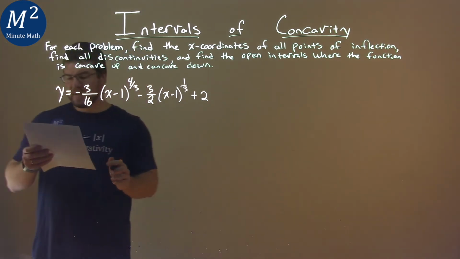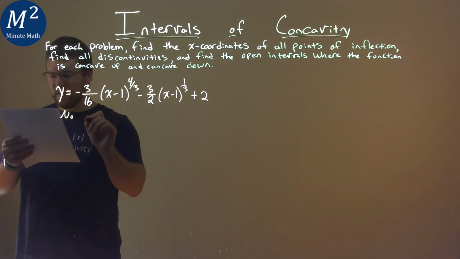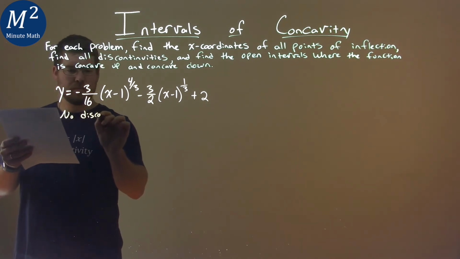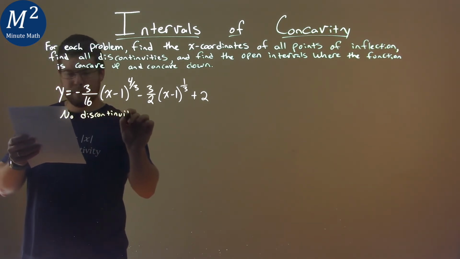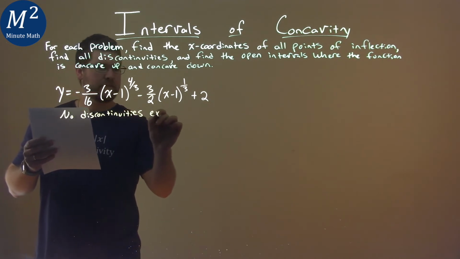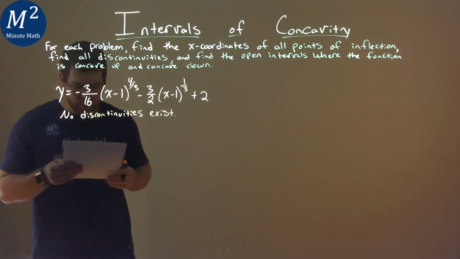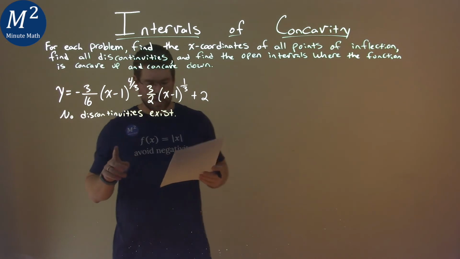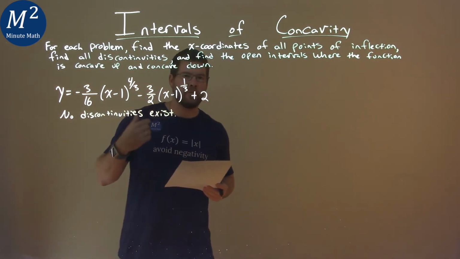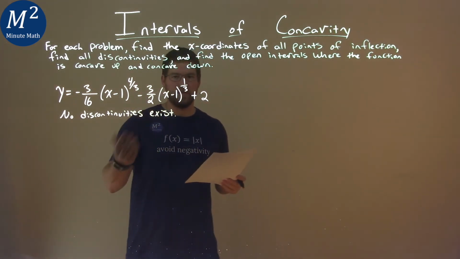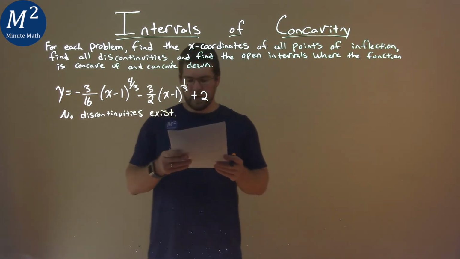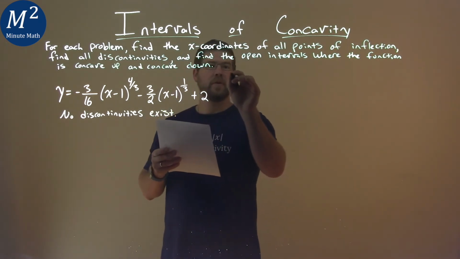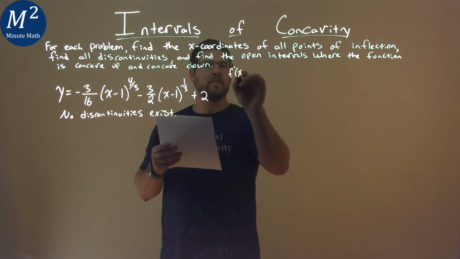So, we can say right off the bat that no discontinuities exist. Okay. Now, we need to find the first derivative and the second derivative to find the rest of our information. So let's go find the first derivative here. Let's go f prime of x.